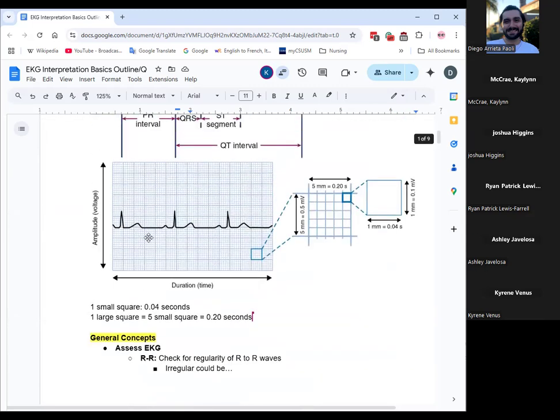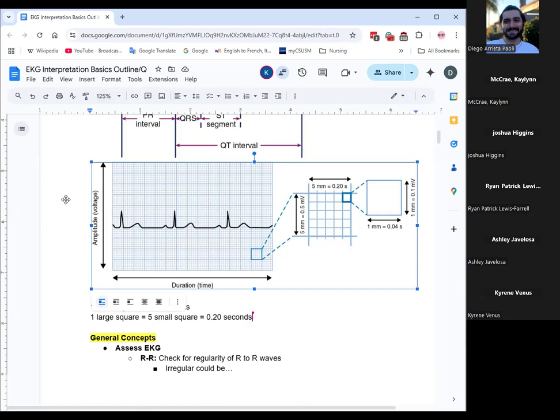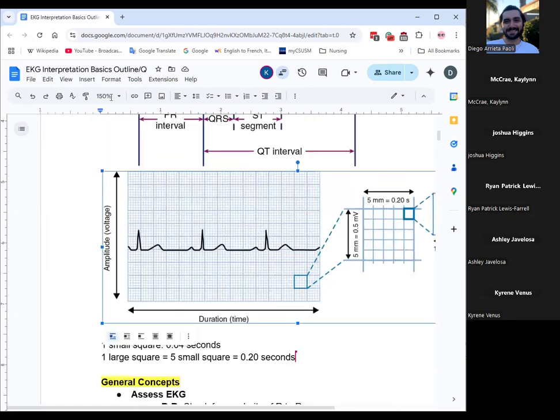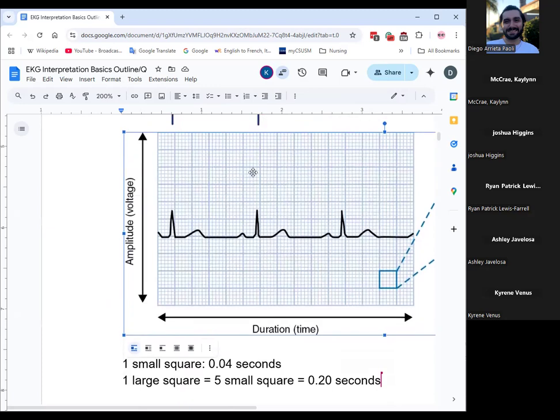If you were to count everything here, for example, you can also use a shorthand: every large box is 5 small squares. So you can count the obvious big squares in between and then add up the little small squares. I'm trying to see if I can zoom in more. Okay, so you can see this is at the start of here.